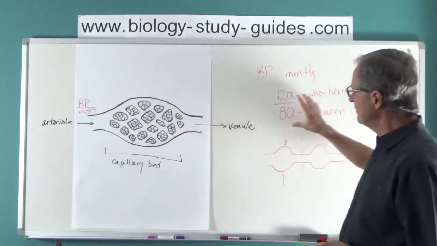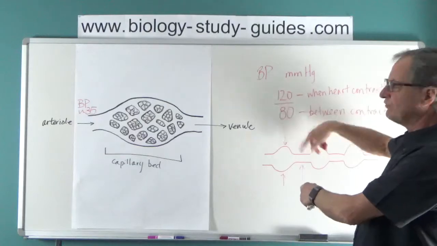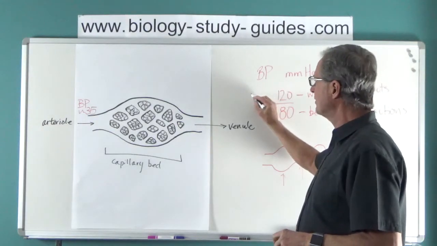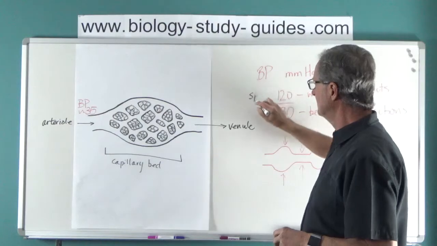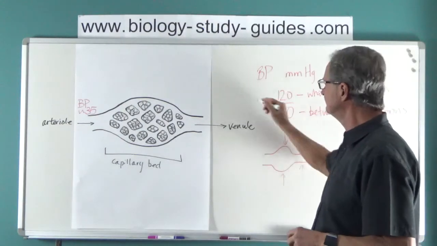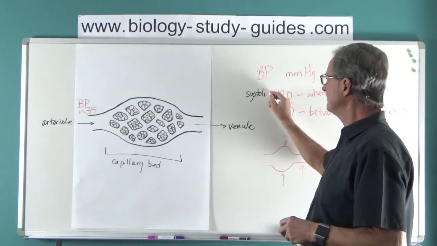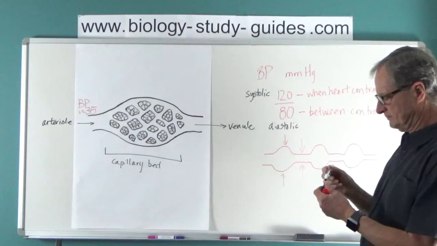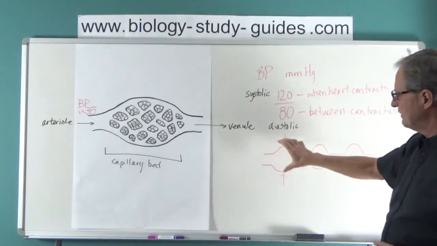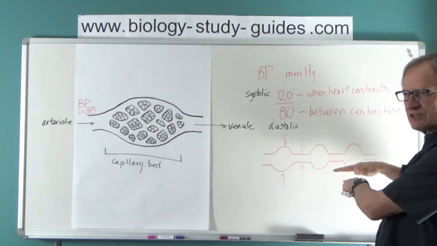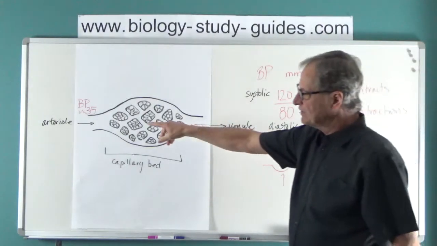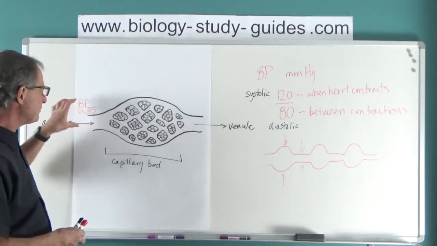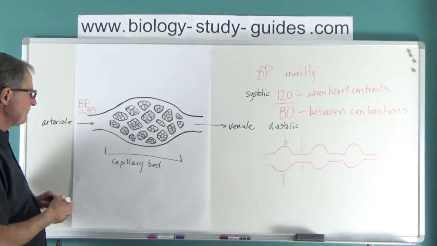This is a normal blood pressure. By the time the blood gets all the way to the capillary bed, it's lost this fluctuation, 120/80. The higher number is called the systolic pressure. This one is called the diastolic. By the time the blood gets further and further from the heart, the fluctuation gets diminished and diminished. By the time the blood gets to a capillary bed, there is no diastolic and systolic pressure. The blood's just sort of flowing. There's still pressure here, and it's about 35 millimeters of mercury.